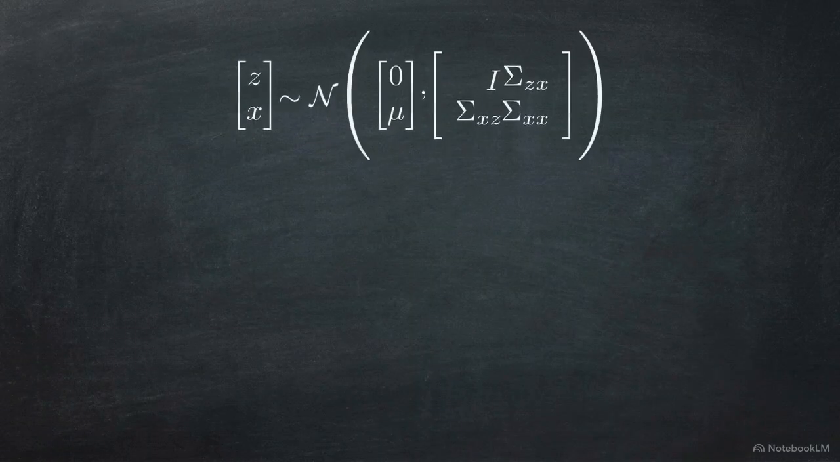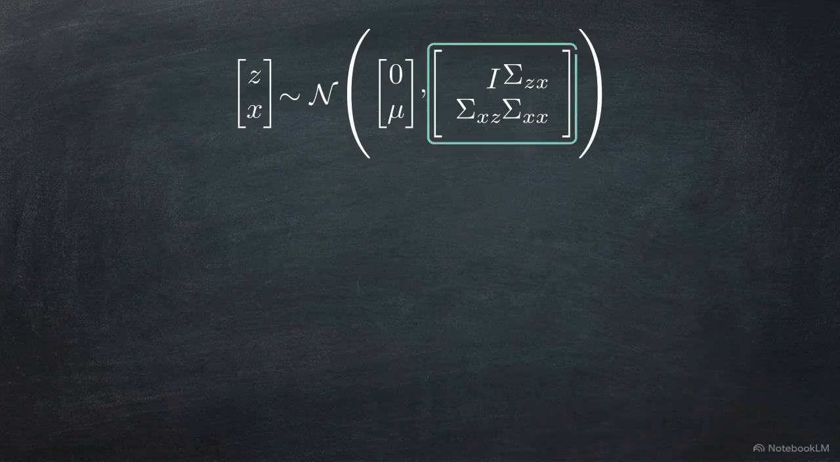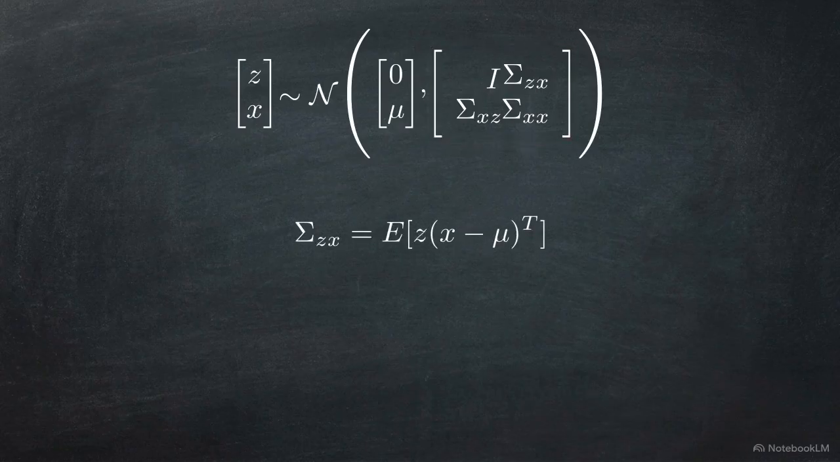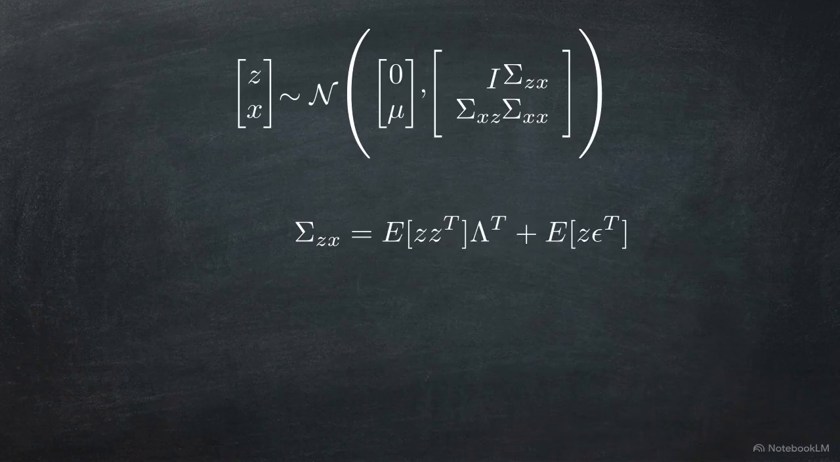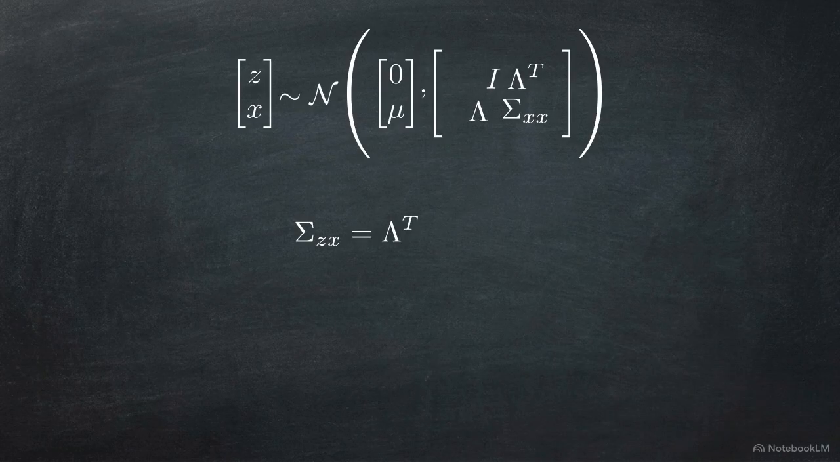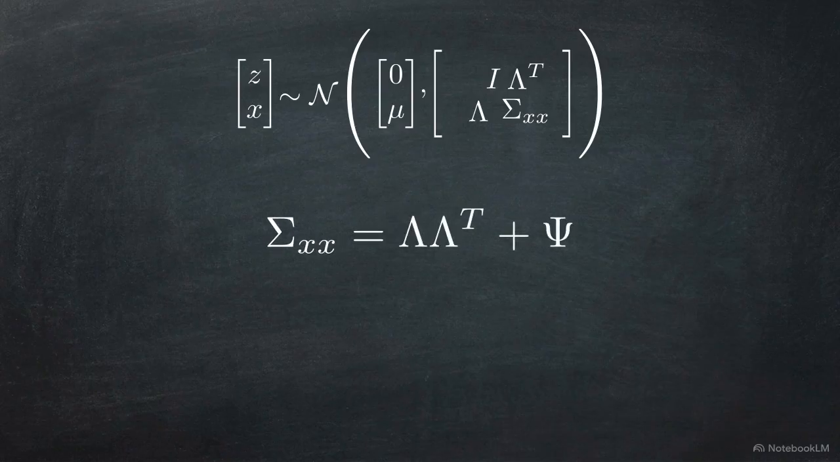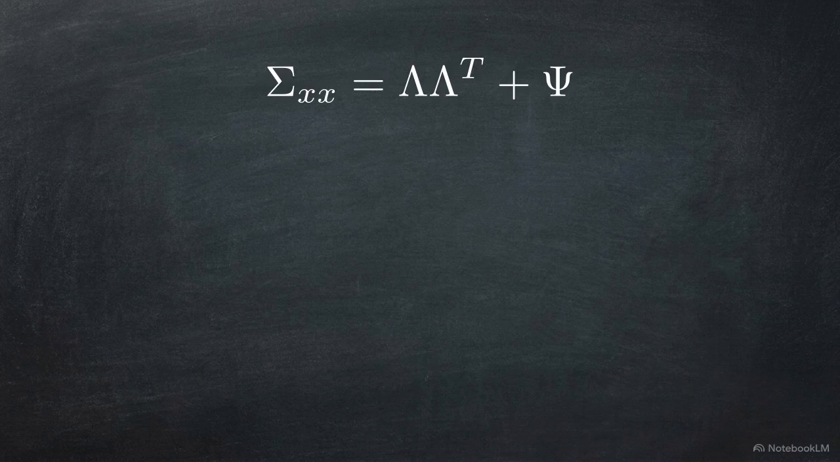We find this by constructing the joint Gaussian distribution for both the latent variable and the observed data. Because the latent variable and the noise are independent, their expected product is 0. This simplifies the cross-covariance block to just the transformation matrix, lambda transpose. The covariance of the data we actually observe is located in the lower right block of this joint matrix. The resulting marginal covariance takes a specific algebraic form, lambda lambda transpose plus psi.